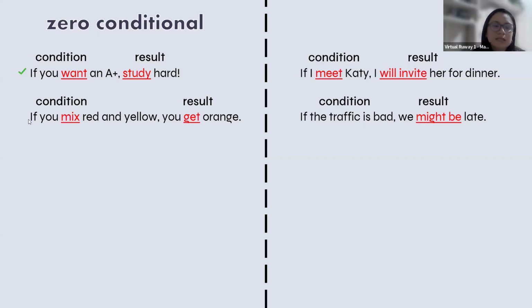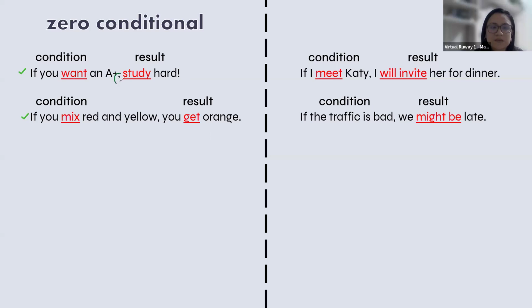¿Ok? Other example. If you mix red and yellow, you get orange, right? Obvious, es algo obvio. Si mezclas el rojo con el amarillo, obtienes anaranjado. El resultado es muy obvio. El resultado está probado por experiencia, probado científicamente. Entonces sabemos que el resultado siempre va a ser igual. Ahora, que sea un tipo de naranja también puede ser, pero va a ser un naranja. Great? That's the zero conditional. So remember, condition in the simple present and the result in the simple present. ¿Ok? Condición simple present y resultado simple present.